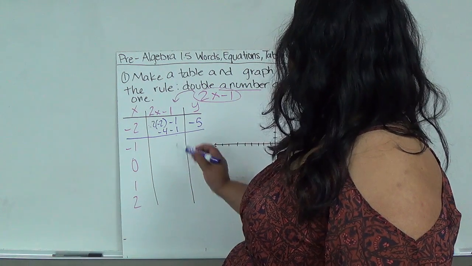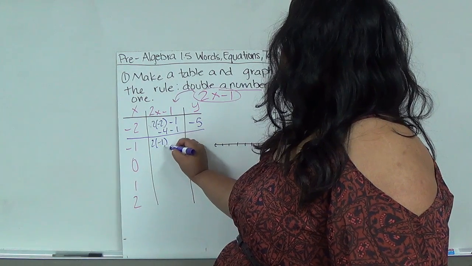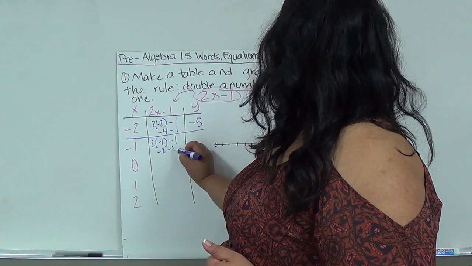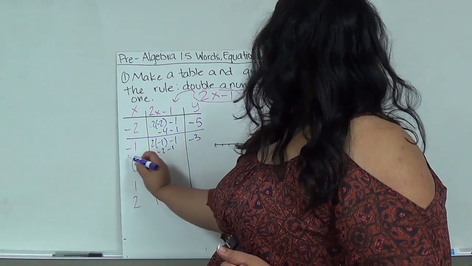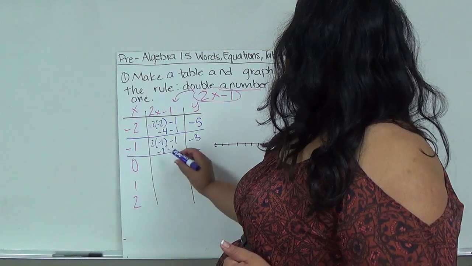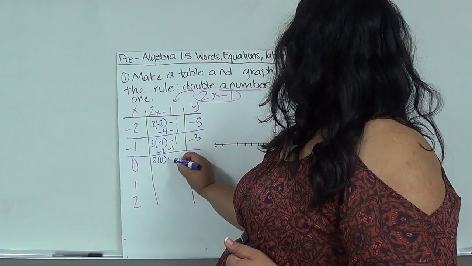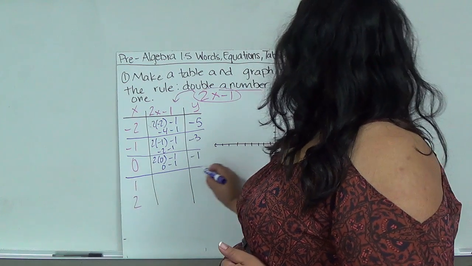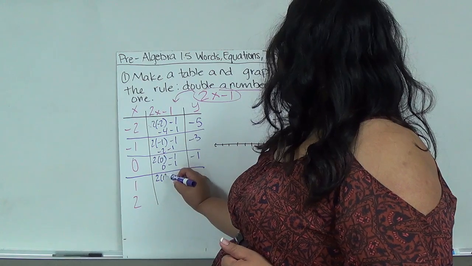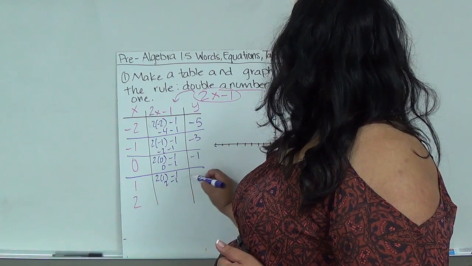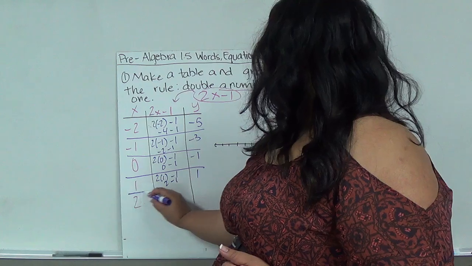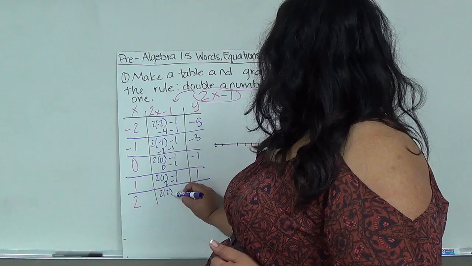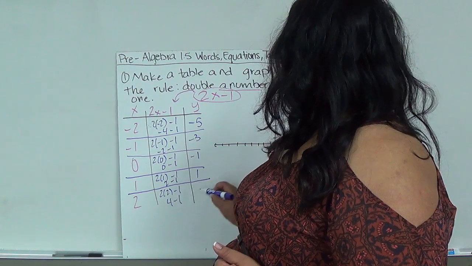Okay? Next one, I do the same thing: 2 times -1, minus 1, plug it in. Then I multiply first. 2 times -1 is -2, minus 1, which gives me -3. The next one is 2 times 0 minus 1, which is 0 minus 1, which is -1. Next one is 2 times +1 minus 1, which gives me 2 minus 1, which gives me +1. And my last one is 2 times 2 minus 1, which is 4 minus 1, which is +3.